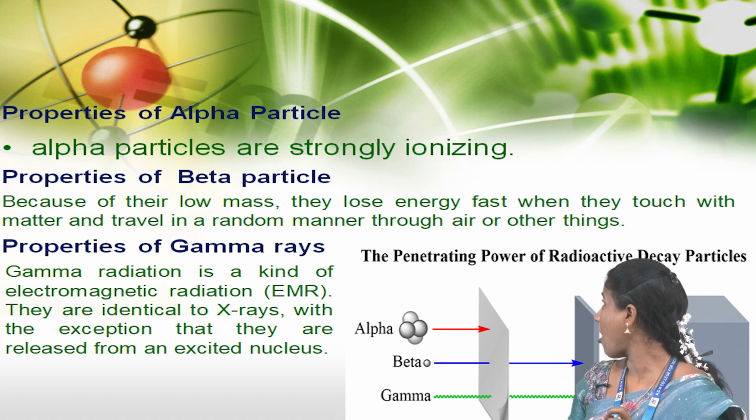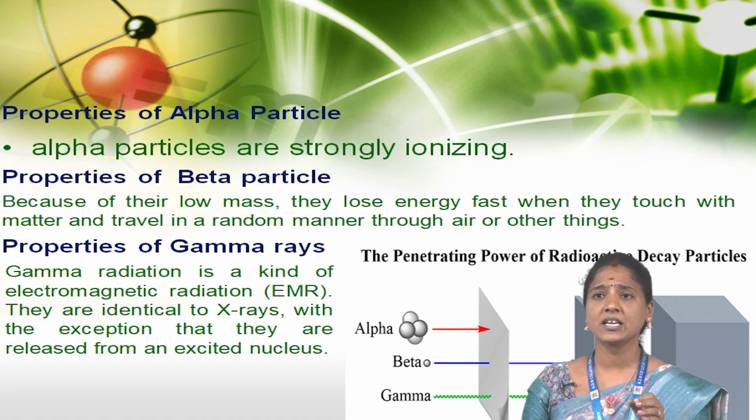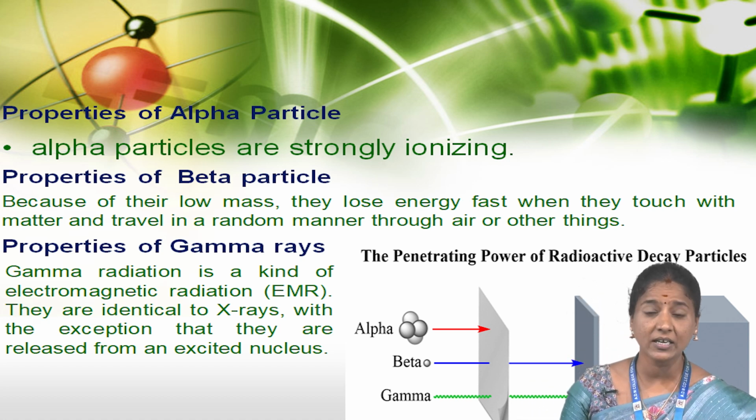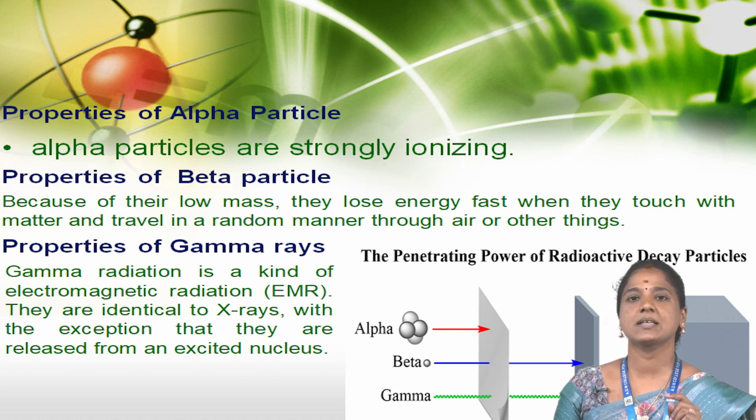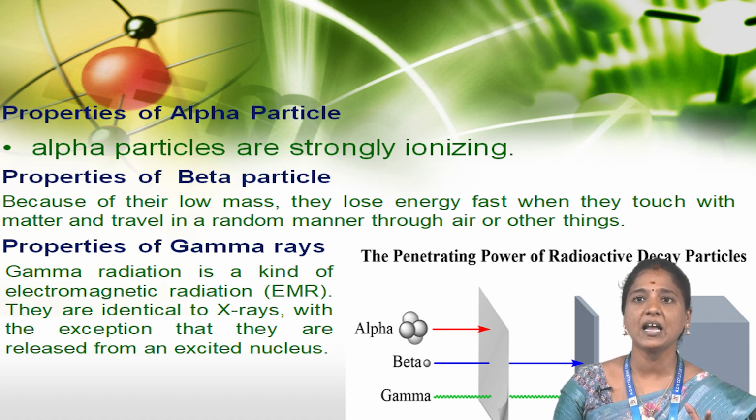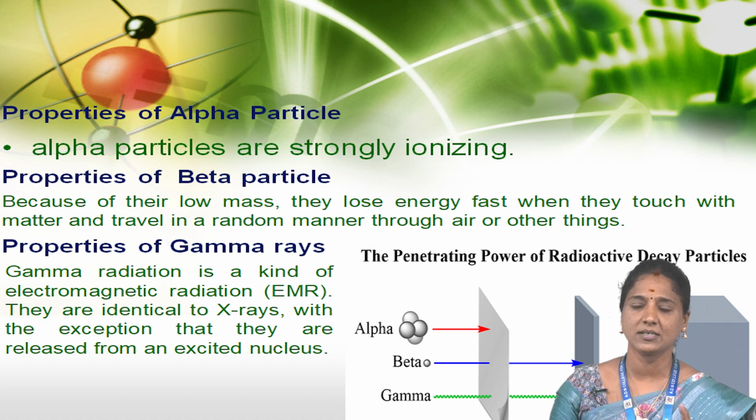Next one, properties of gamma rays. Gamma radiation is a kind of electromagnetic radiation. It is also known as EMR. They are identical to X-rays, with the exception that they are released from an excited nucleus.